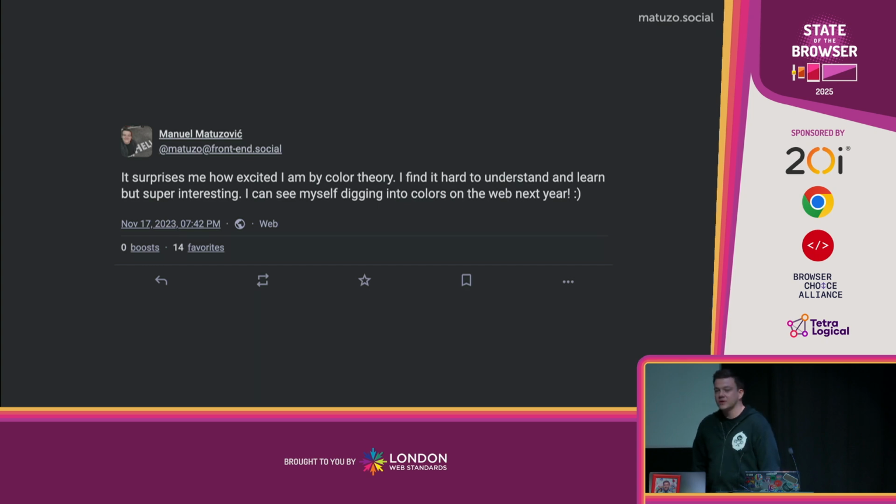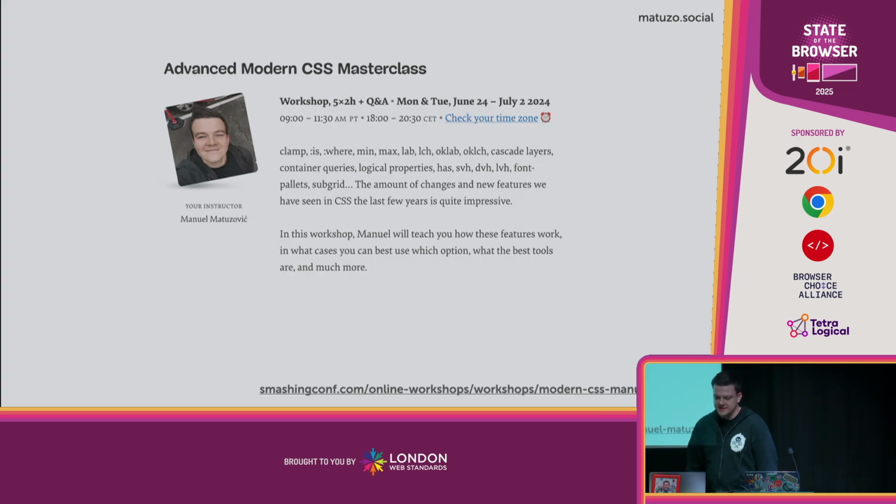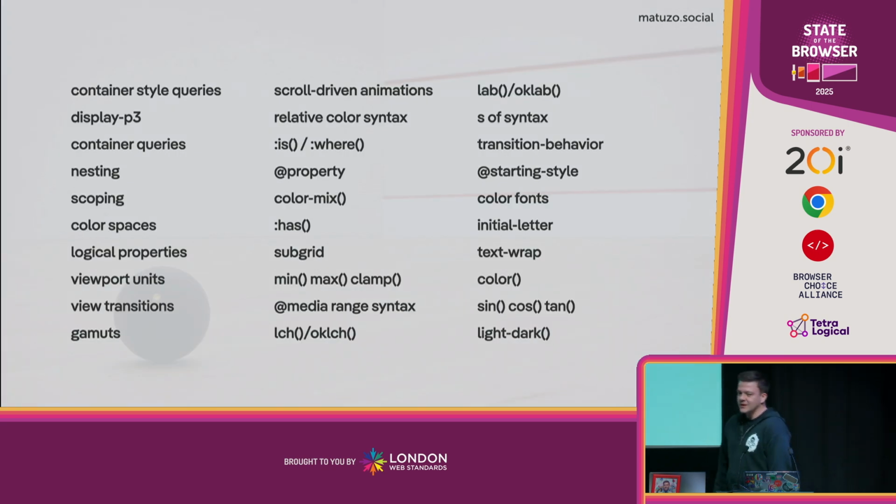But I was working on a new workshop with my friends at Smashing Magazine called the Advanced Modern CSS Masterclass. And in preparation for this workshop, I made a list of all the different properties and modules and terms that I wanted to teach people. And if you look at that list, you will see that there are many things that most people are really excited about, like container queries, nesting, scroll-driven animations, and my beloved has pseudo class, which is one of the most significant and important additions to CSS, if you ask me.